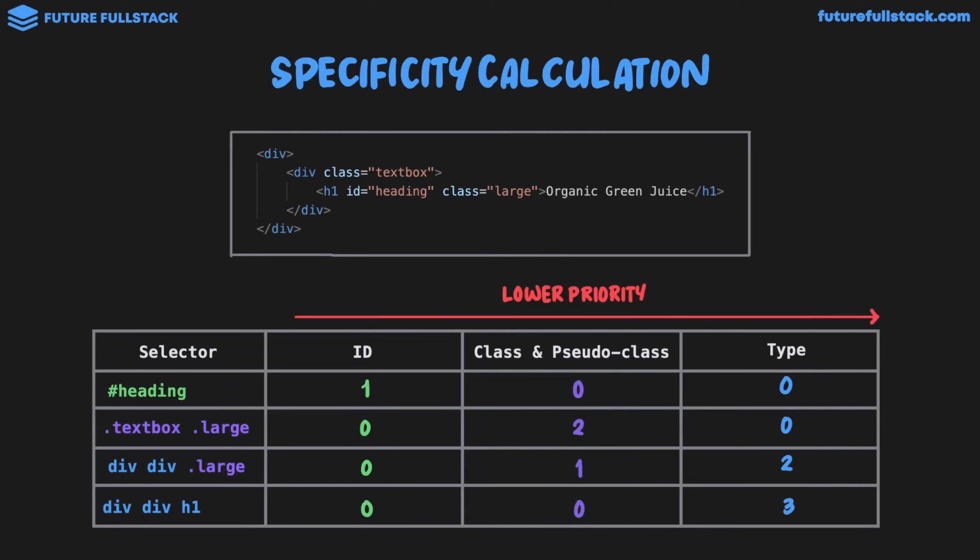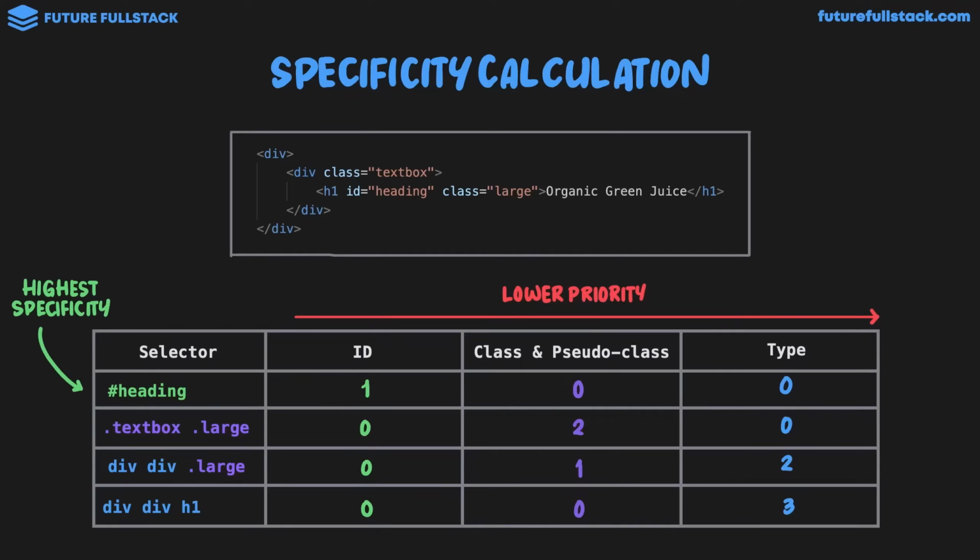So the ID selector heading is at the top of the table. Back to the football analogy, it's like it has 1 win, whereas all the other selector combinations don't have any wins. And we say that this selector has the highest specificity. In other words, it's the most specific selector used. And you can see each row is ordered correctly in terms of its specificity. For example, the next row down, where we have the 2 classes textbox and large, this uses 2 classes, which is like 2 draws. So that's a higher specificity than the combination below it, the div, div, and large class, where that only has 1 class and 2 type selectors.